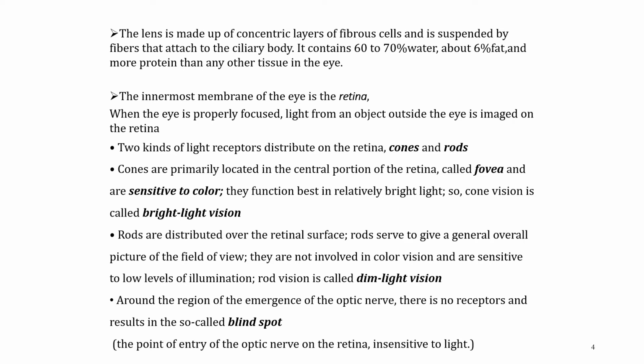Another important part of the human eye is the lens. The lens is made of fibrous cells. It contains 60 to 70% water and 6% fat. It focuses the light rays that pass through it in order to create clear images of objects positioned at various distances. If the lens is damaged, what happens? Eye infection, loss of sight and blindness will occur, right?